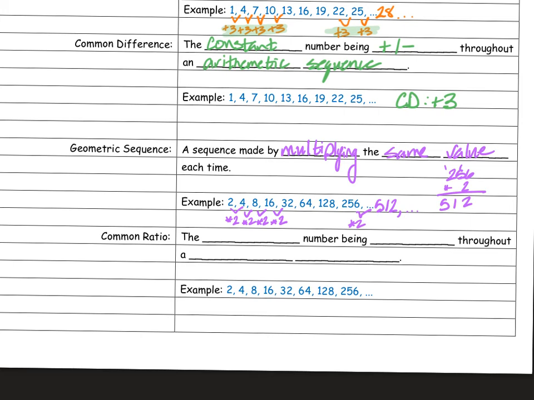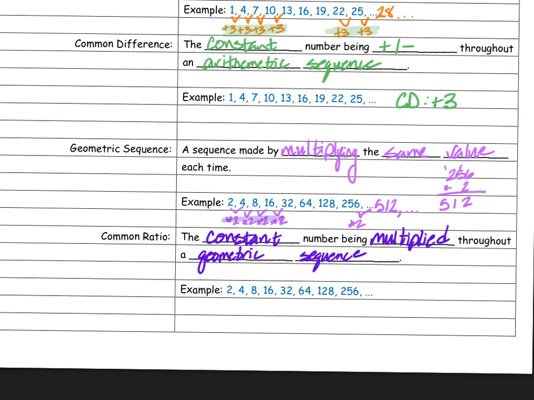Great. So our last definition, I guess you would say, is common ratio. My common ratio is the constant number being multiplied throughout a geometric sequence. And again, it's the constant. Constant means the same number.